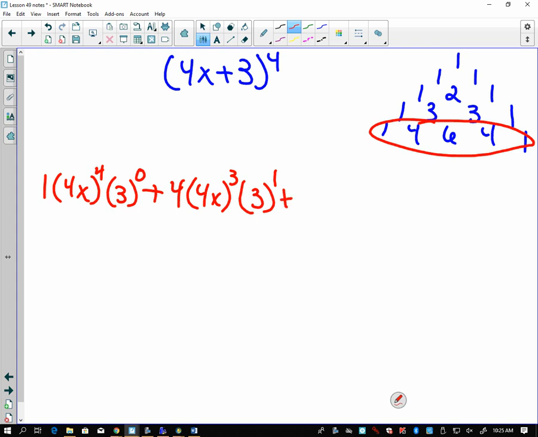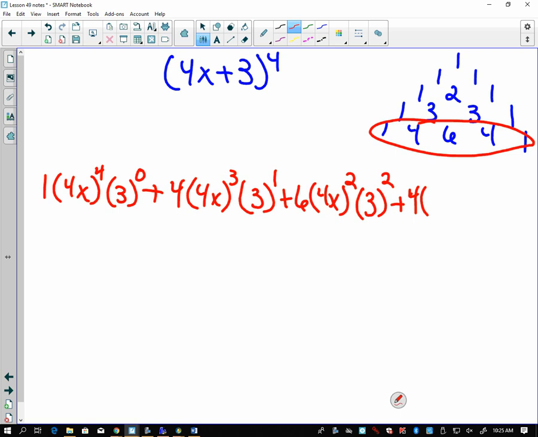What's my next coefficient? 6. Okay, all right, what's my A? 4x. What's the exponent of 4x in this case? Second. Okay, what's my B? 3. What's its exponent this time? To the second. Okay.